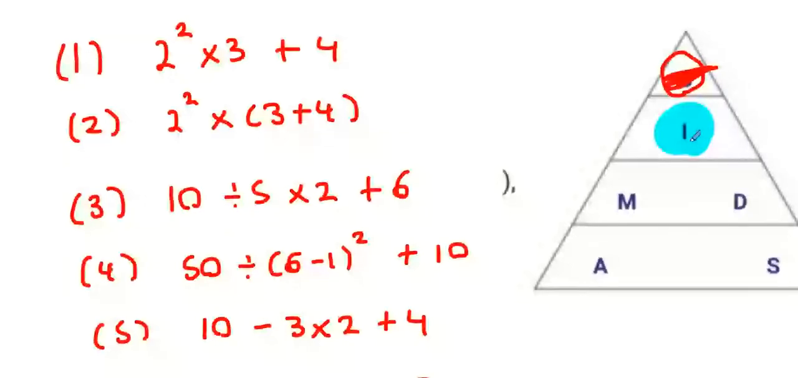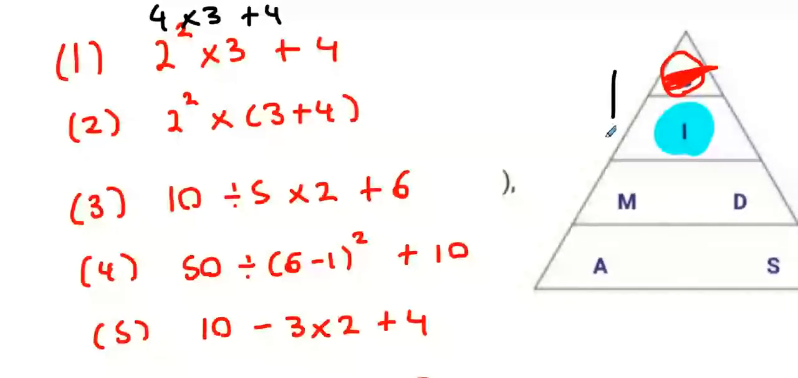In the second question, we're talking about indices. Indices are stuff like 2 squared. So what we're going to do is turn 2 squared into 4. So it's going to be 4 multiplied by 3. Now, 4 multiplied by 3 is 12, and then you still have your plus 4.